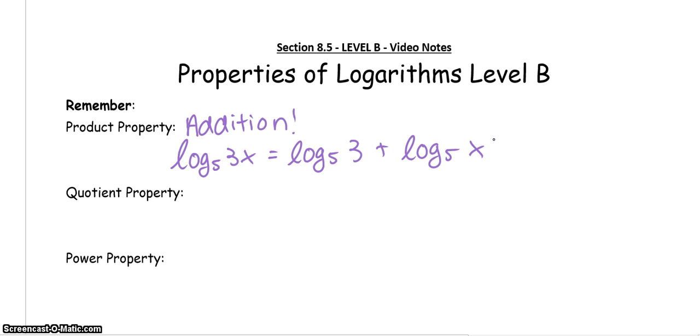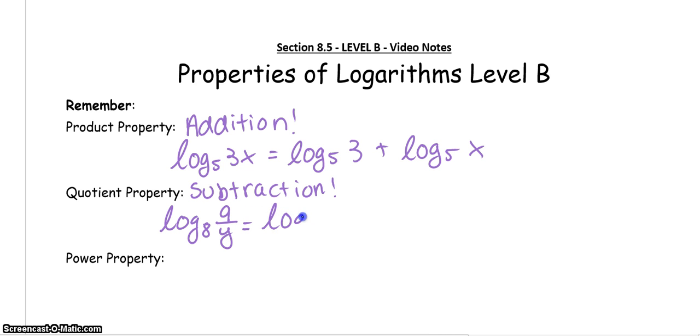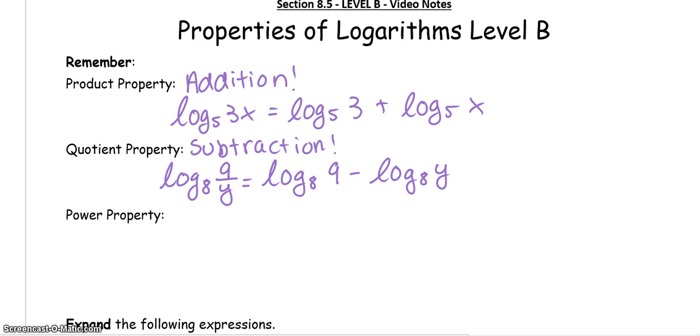The second property we learned was the quotient property, which corresponds with subtraction. So an example of that would be the log base 8 of 9 over y is the same thing as the log base 8 of 9 minus the log base 8 of y.